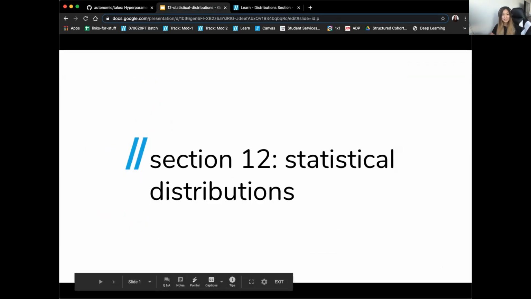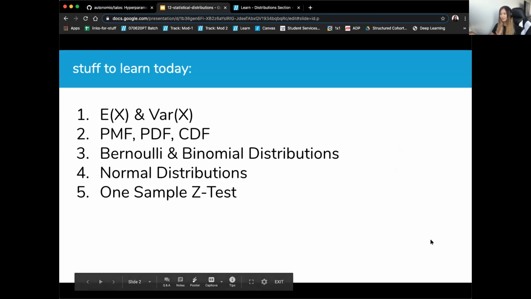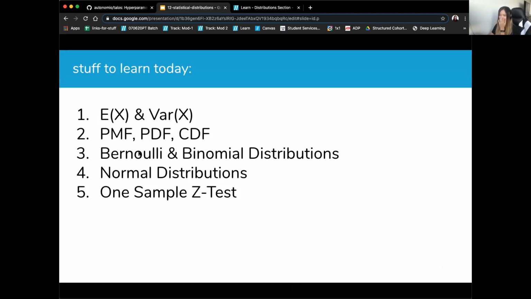Section 12 is on statistical distributions. The first thing is expected value and variance, and we'll go into that right after this. The long phrases I was saying, probability mass function, probability density function, sorry, and then cumulative distribution function. These are all general ways to display probability graphically. I'll go through that as well.